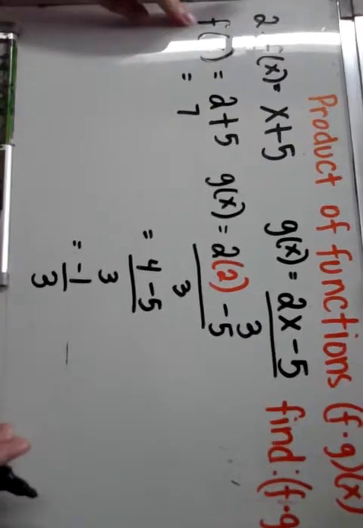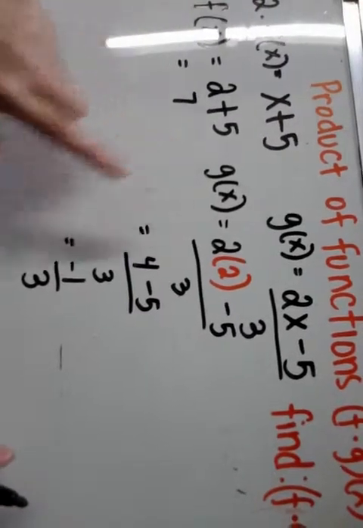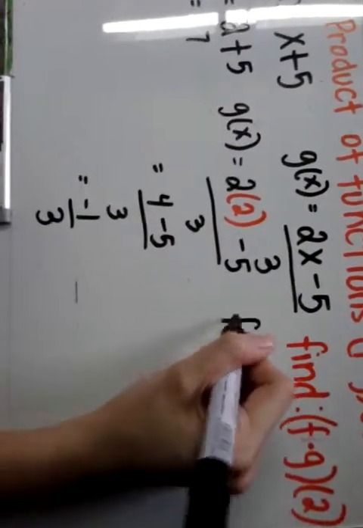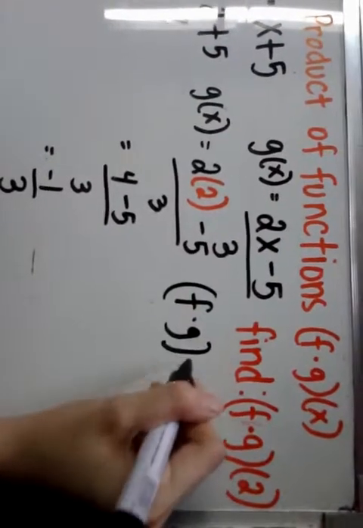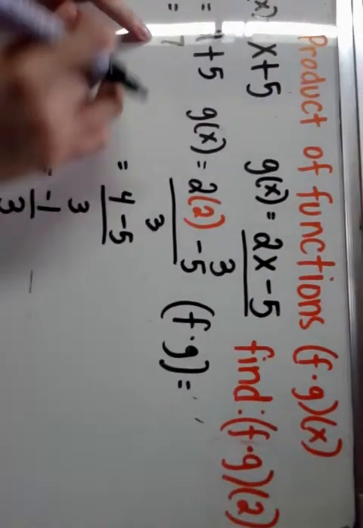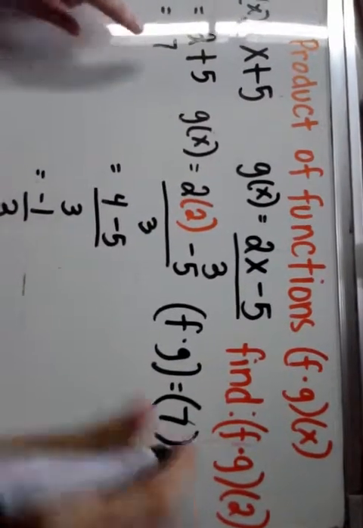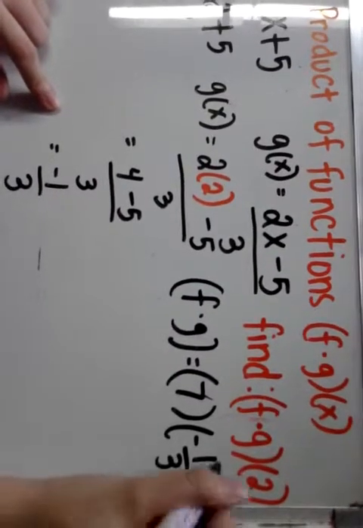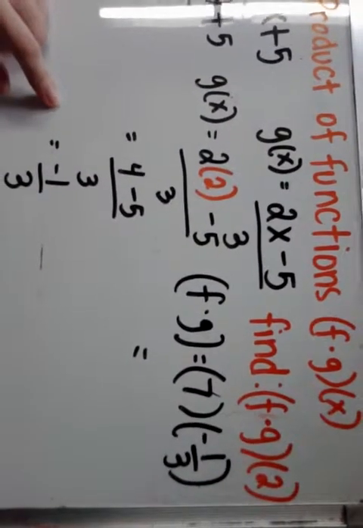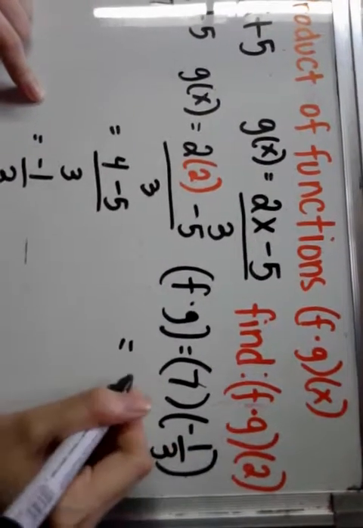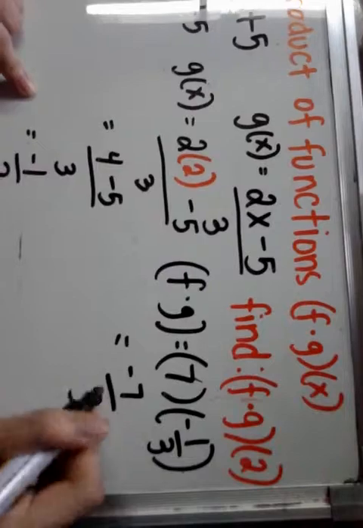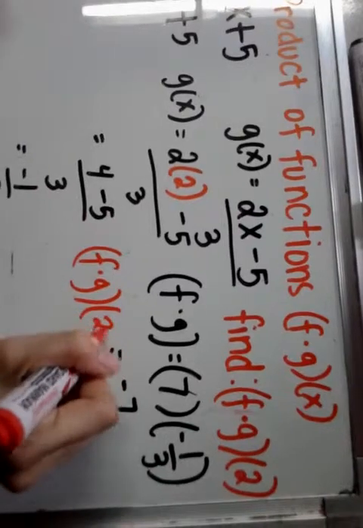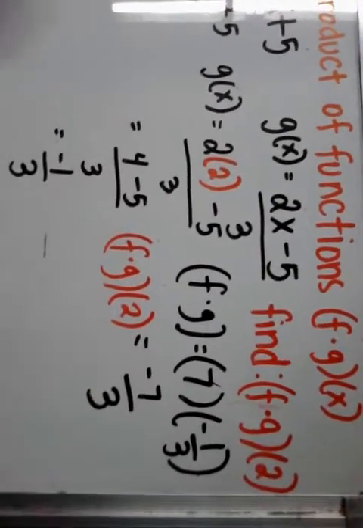So now our f function is 7. Our g function is negative 1/3. So now let us find f times g. So f times g, copy now the new f function which is 7 multiplied by the new g function which is negative 1/3. So negative 1/3. So we are going to multiply numerator by numerator. So 7 multiplied by negative 1 is negative 7 over 3. So therefore, f times g of 2 is equal to negative 7 over 3.